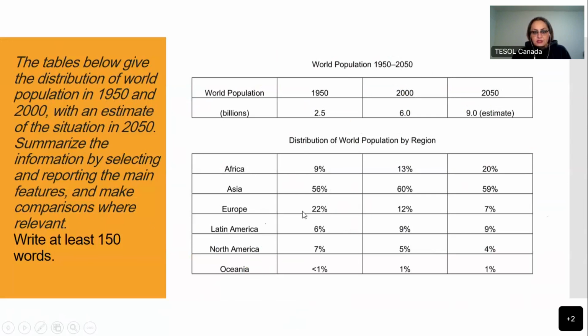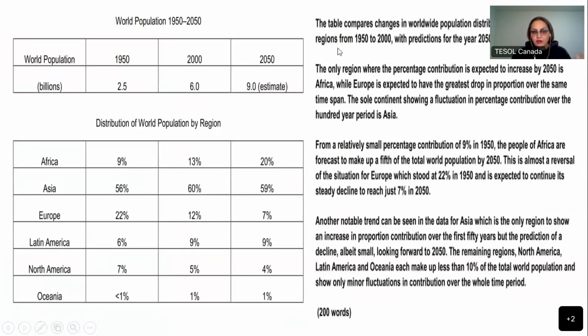Okay. So it says what happened in 1950, 2000, and 2050. So it's past and future. So what's your task? Summarize the information by selecting and reporting the main features and make comparisons where relevant. So two things: main features and comparison. So in paragraph 1, you paraphrase the topic.